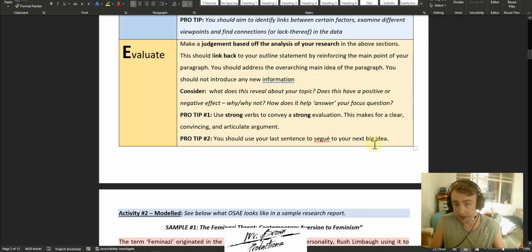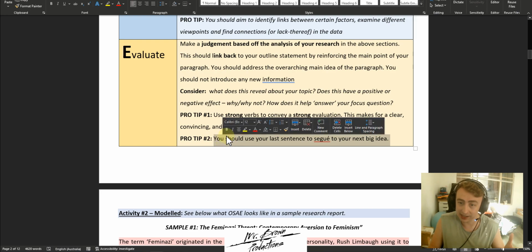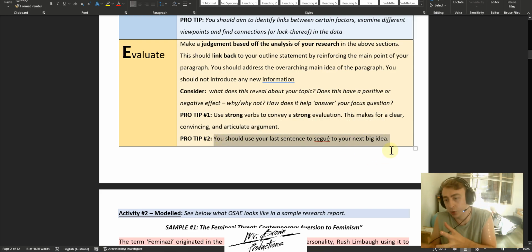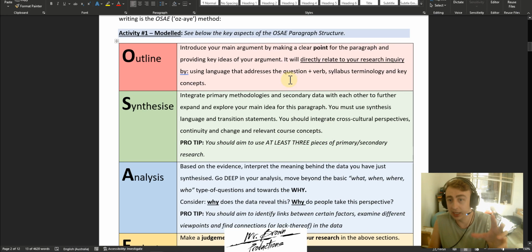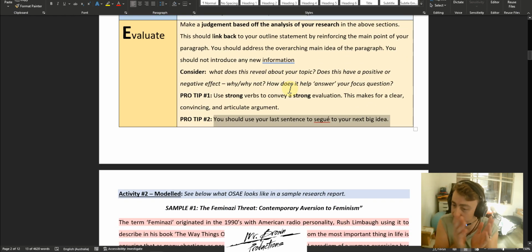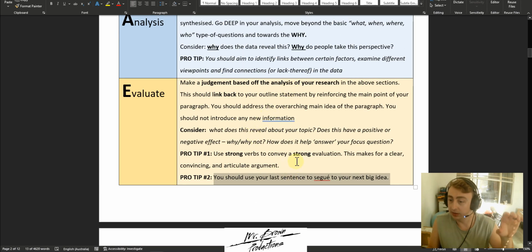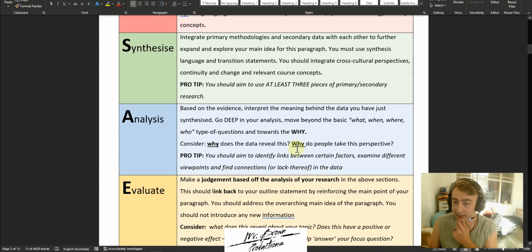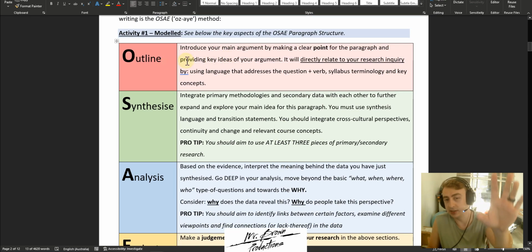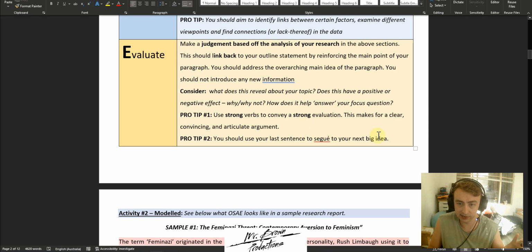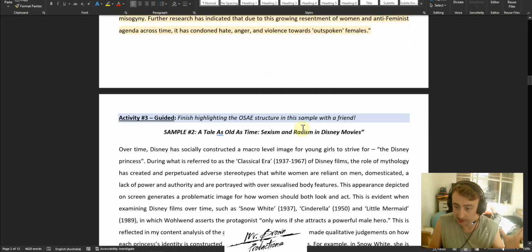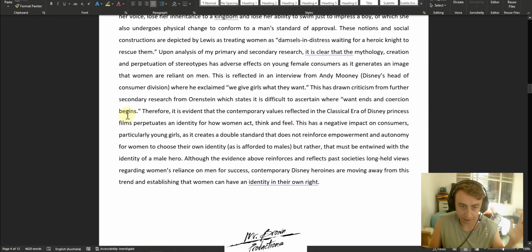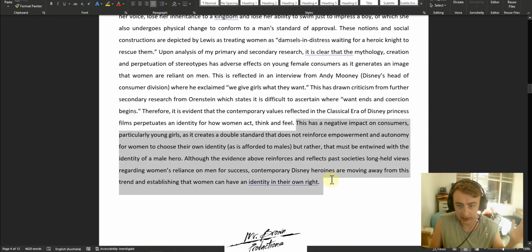The second pro tip is that you should use your last sentence to segue to your next argument or your next paragraph. Unless, of course, this is the very last paragraph in your essay, then you skip that step. But if it's not, then you have a nice little segue to your next big idea, which will then lead into your next ASAE. Okay, so let's see how all of this unpacks in our Disney example again. Okay, so we're up to here.